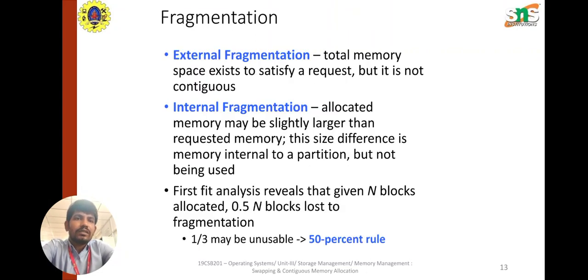Now fragmentation. We have two types: external fragmentation and internal fragmentation. When the total memory space exists to satisfy a request but is not contiguous, this is called external fragmentation. When allocated memory may be slightly larger than the requested memory, the size difference is memory internal to a partition that is not being used. This is internal fragmentation. This is all about swapping, contiguous memory allocation and memory management.